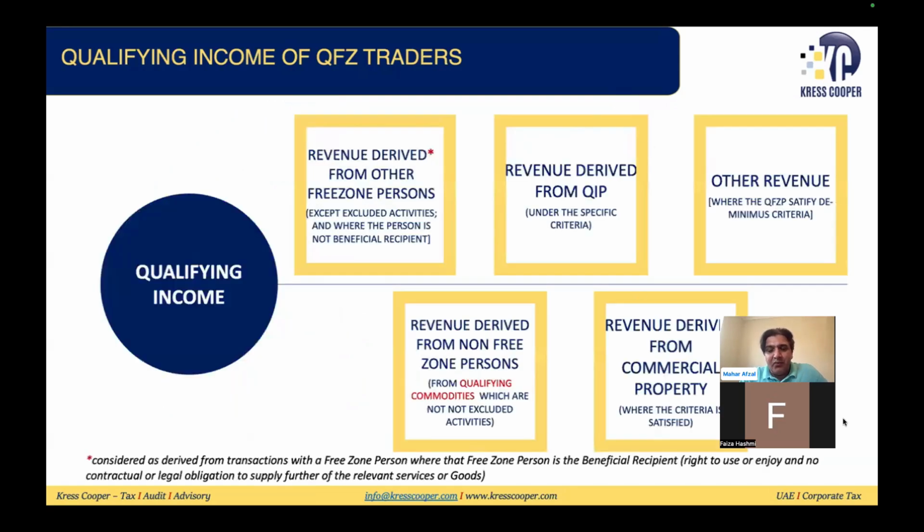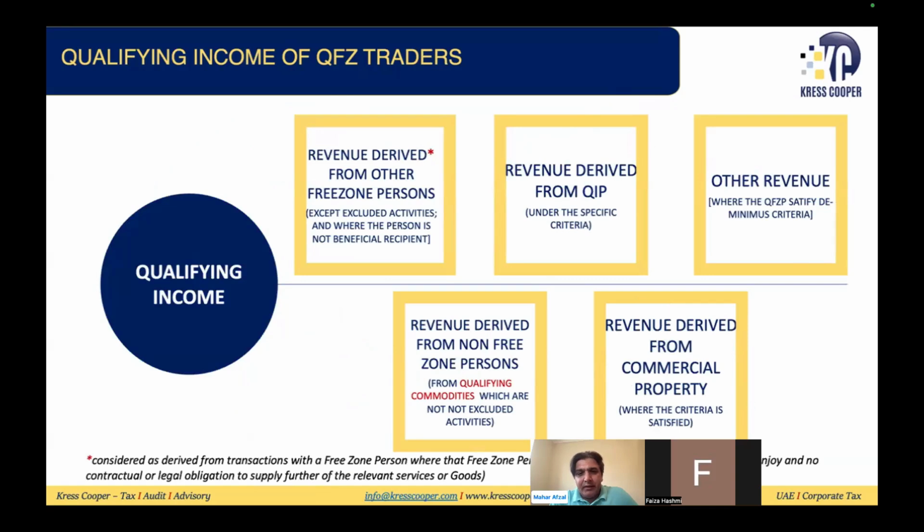These qualifying traders can derive income from the free zone person. Might be this qualifying commodity trader can sell to the free zone person. They will generate qualifying income provided the free zone persons are the beneficial recipients of the goods. These are not excluded activities. Revenue generated from the non-free zone person, provided this trader generates it by selling qualifying commodities out of the free zone. And these are the same that we have discussed earlier. So here is the change basically.